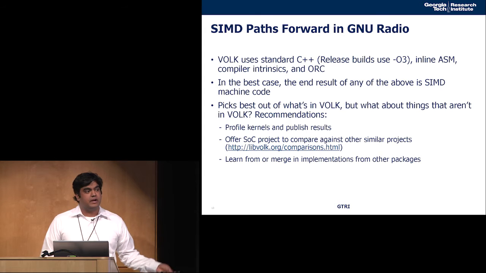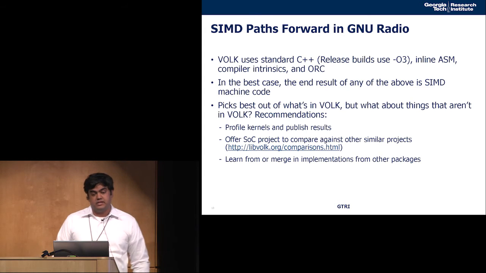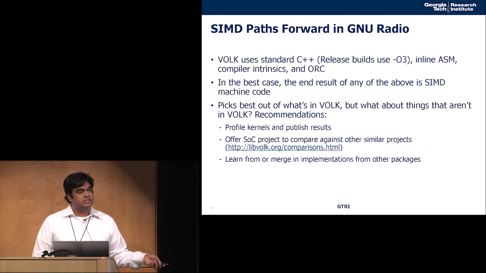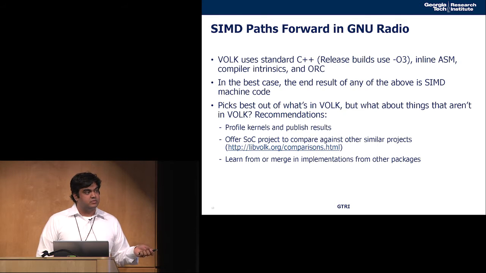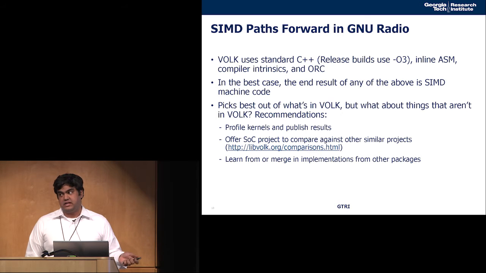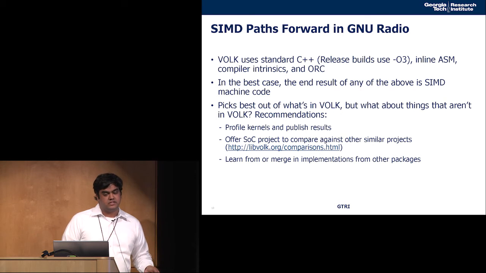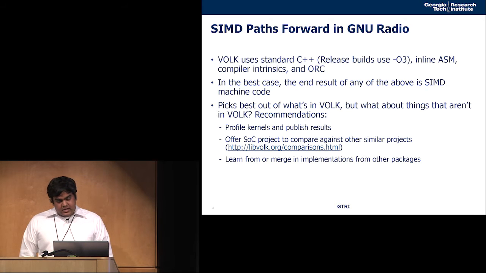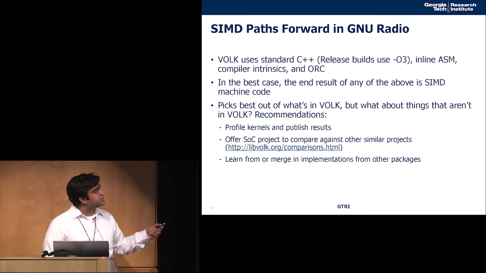I'm not going to spend a lot of time on how you go through optimizing this. My personal workflow would probably be to use -O3 to get assembly and look at it and tweak it, because many of us have seen and noticed that the compiler emits really goofy stuff. And so you can tweak what it comes up with by hand. In the VOLK project, we picked the best out of what's in VOLK.